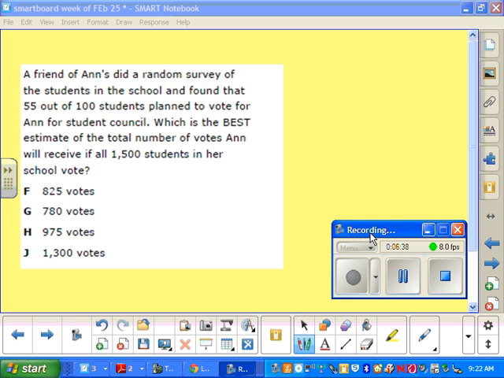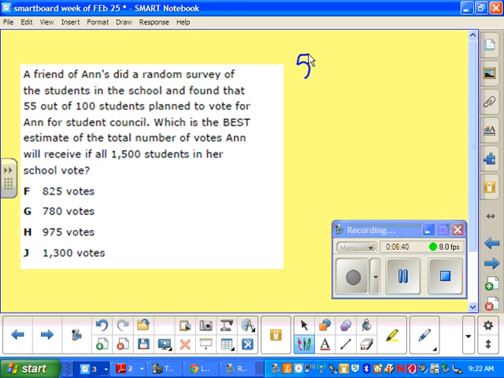So we need to set up a proportion. 55 out of 100 students plan to vote for Anne. But if she looked at the entire school, she's trying to find an estimate of the total that will vote for her out of 1,500. So we have to put 1,500 in the denominator, and we're looking for X as the number. So what we're going to do here is set our proportion equal.